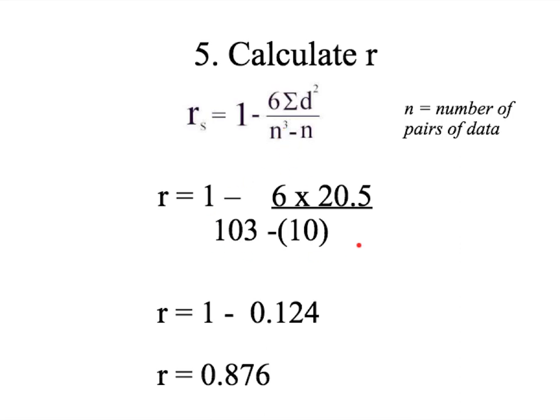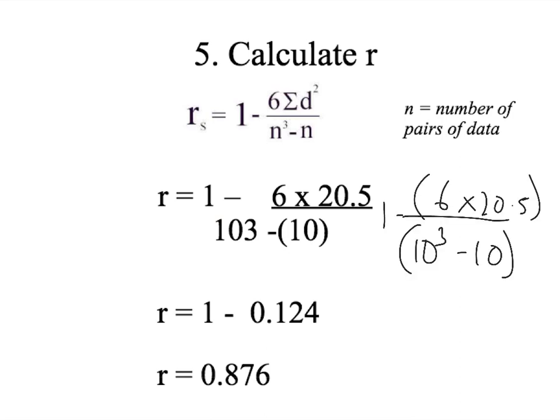Don't know why the formatting's done this, but it should be 10 cubed minus 10 in brackets. I don't know why it's done that. And 1 minus the whole lot of that. So you can see here, this is actually how it should look. And put that into a calculator, and the R value comes out at 0.876.